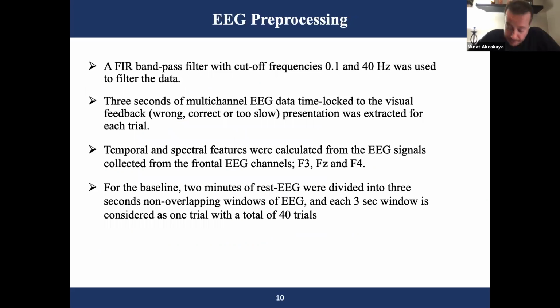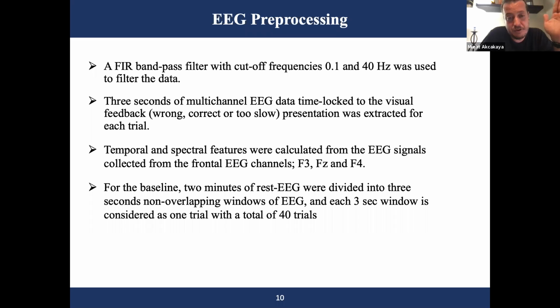So for that purpose, after we get the data, we first bandpass filter it, and the cutoff frequencies are 0.1 and 40 hertz. And then after filtering, to identify the EEG specific to the events, we get 3 seconds of EEG, time locked to the visual presentation of the feedback.